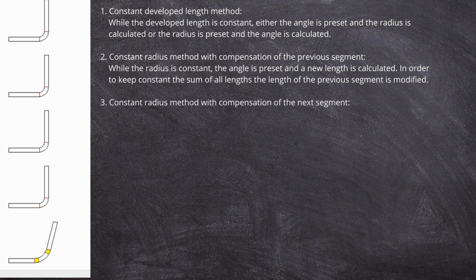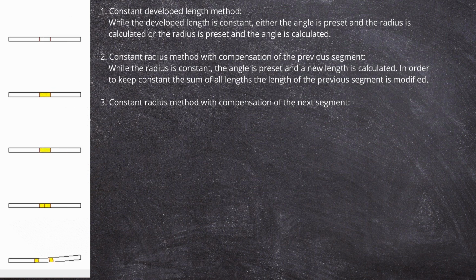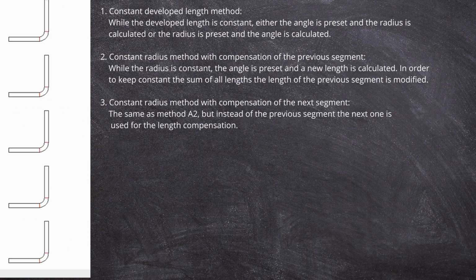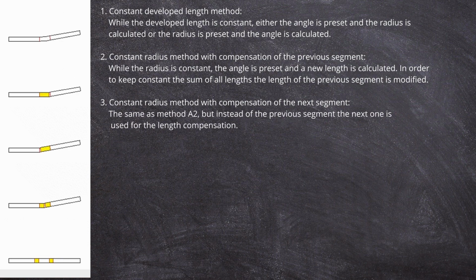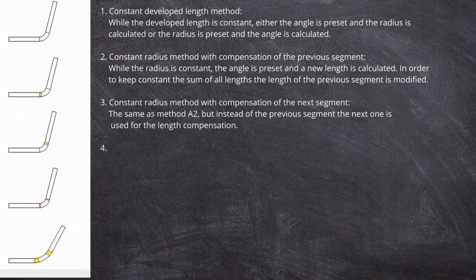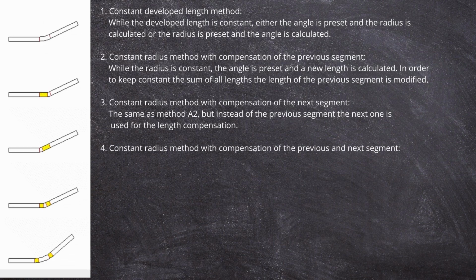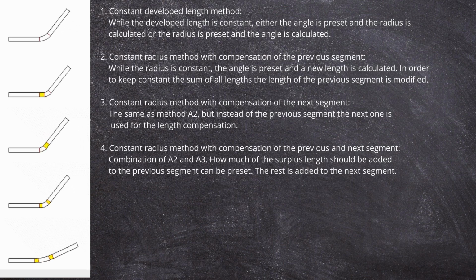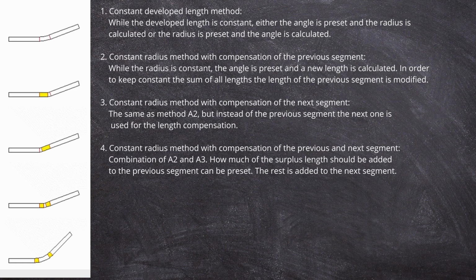3rd, constant radius method with compensation of the next segment. The same as method A2, but instead of the previous segment, the next one is used for the length compensation. 4th, constant radius method with compensation of the previous and next segment. Combination of A2 and A3. How much of the surplus length should be added to the previous segment can be preset. The rest is added to the next segment.